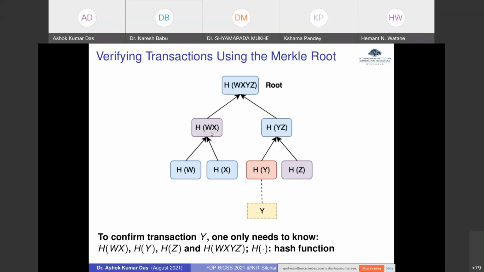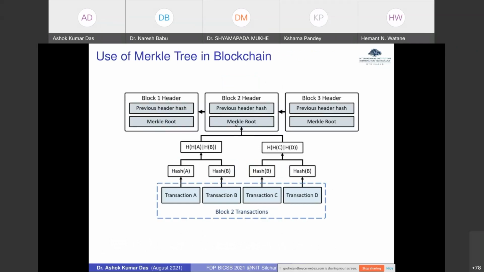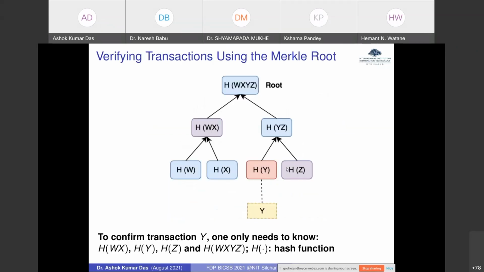And similarly, having the hash of WX already stored in the Merkle tree, we'll do hash of WX and hash of YZ to recompute the Merkle tree root hash of, say, WXYZ. Then we'll check whether the recomputed Merkle tree root matches the stored Merkle tree root in the block or not. If they match, that means no transaction has been modified or altered by any adversary.